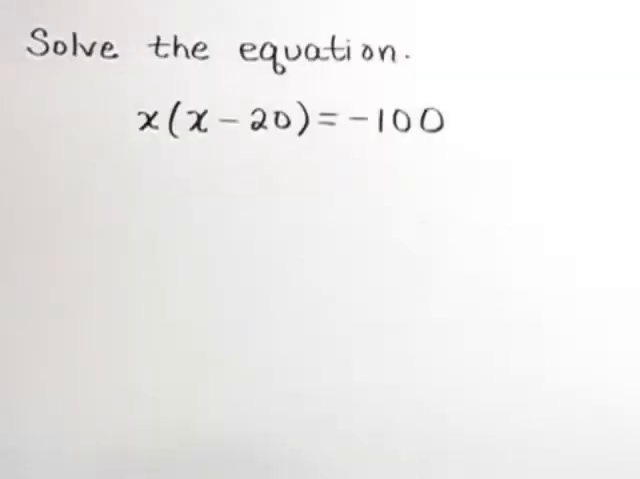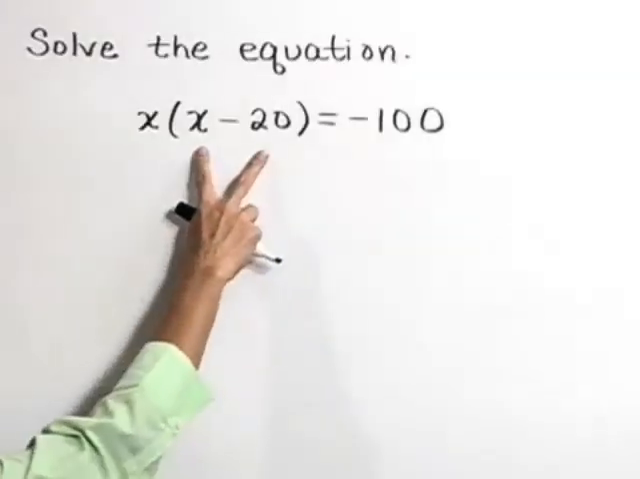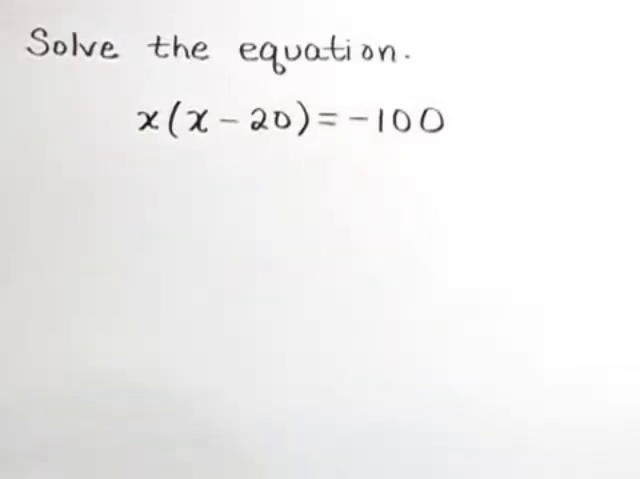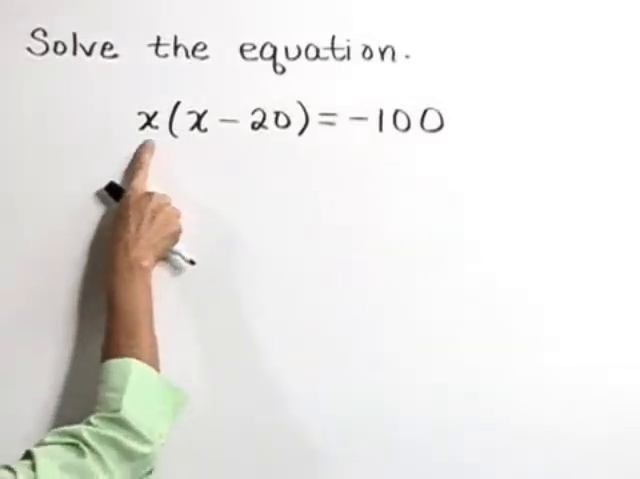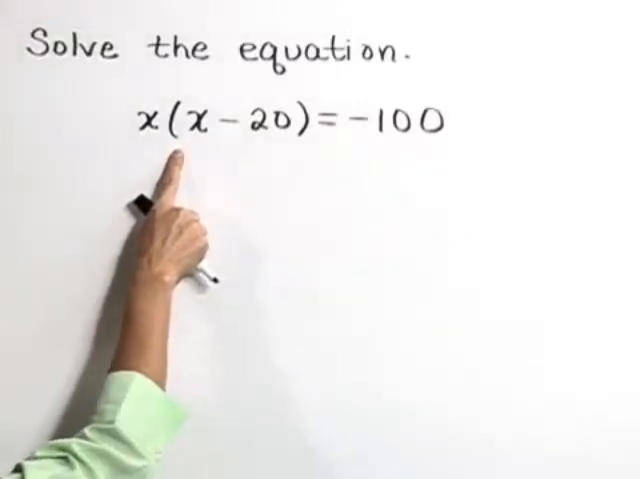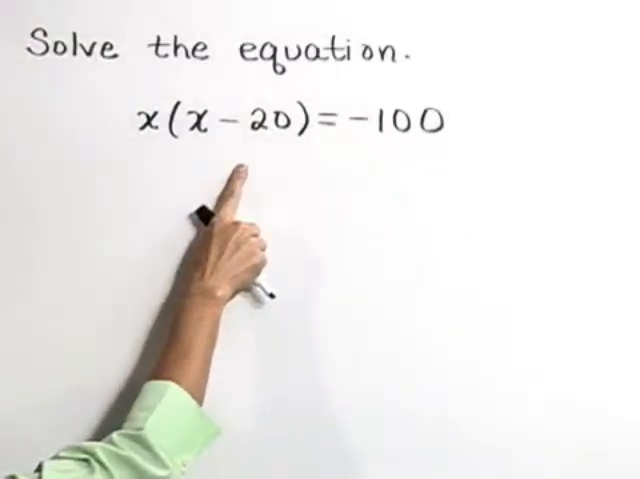Solve the equation x(x - 20) = -100. We can see that as we multiply these two x's, we're going to get an x squared term. This is a quadratic equation. Let's put it in standard form.